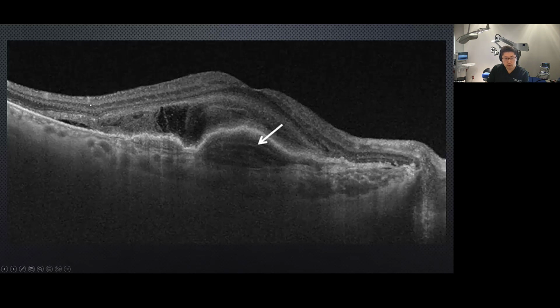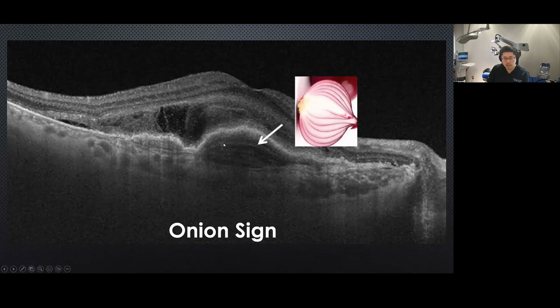First, we see this choroidal neovascularization with the presence of a fibrovascular PED with this onion sign. You can see the layers of onion. And this basically indicates a chronic exudative process where the layering of cholesterol gives you this layering image pattern.